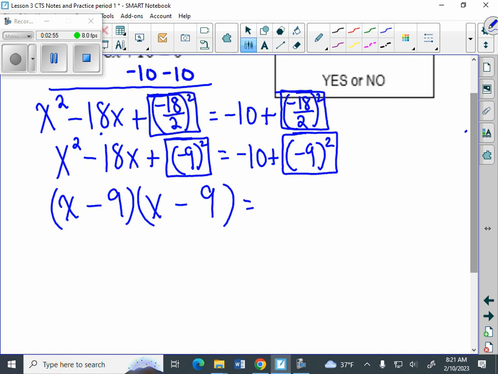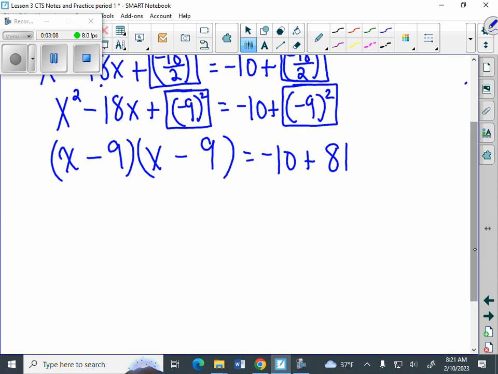On the other side, we can simplify. Negative 9 squared is negative 9 times negative 9, which is positive 81. Condense this down. X minus 9 times x minus 9 is x minus 9 squared. Negative 10 plus 81 is 71. And we're getting close to finishing.